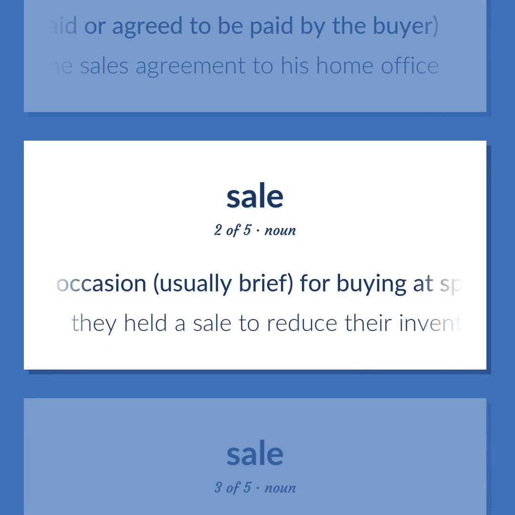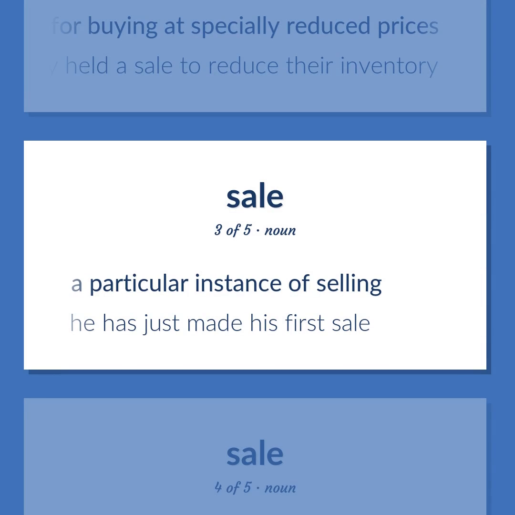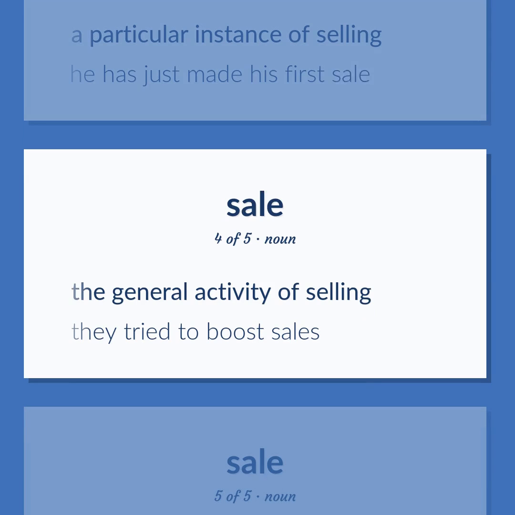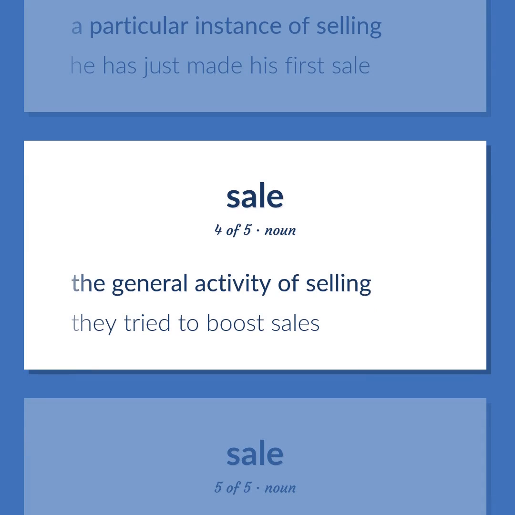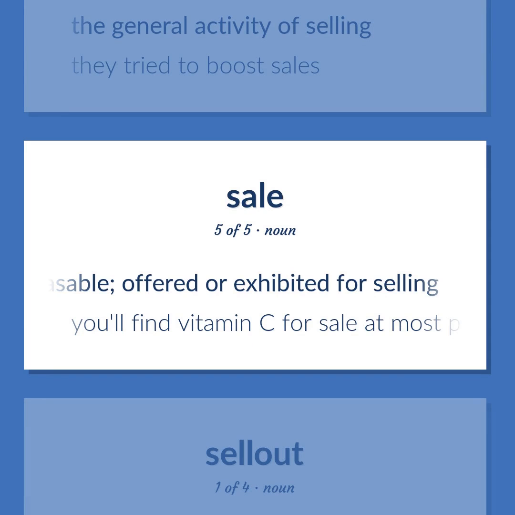An occasion, usually brief, for buying at specially reduced prices. They held a sale to reduce their inventory. A particular instance of selling. He has just made his first sale. The general activity of selling. They tried to boost sales. The state of being purchasable, offered or exhibited for selling. You'll find vitamin C for sale at most pharmacies.